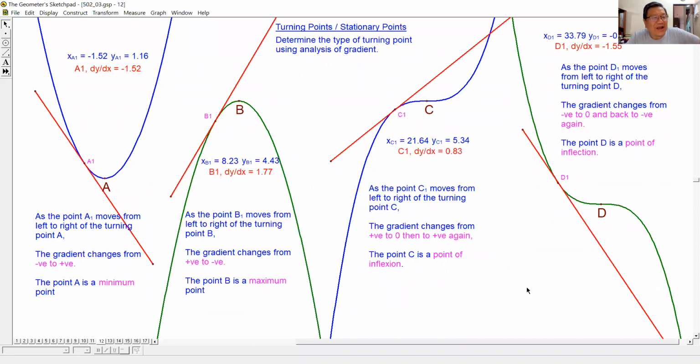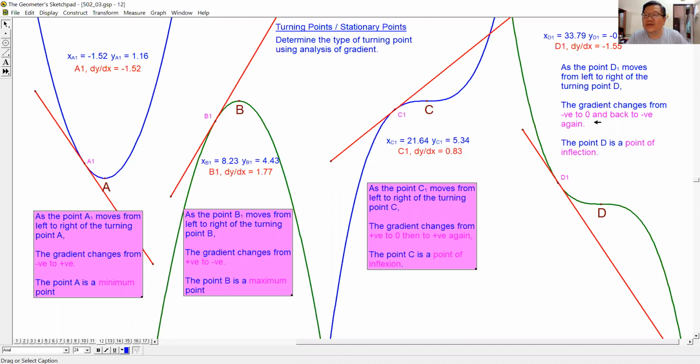This one is more complicated. Now you don't read the words yet. These words you don't read yet.